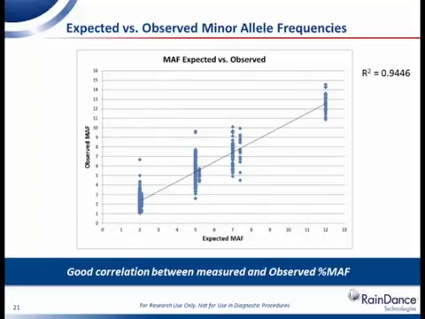Not only did we want to demonstrate the ability to detect low frequency variants, but we also wanted to verify that the variants were in the expected allele frequencies. This slide shows the plot of the expected minor allele frequencies shown on the x-axis versus the observed minor allele frequencies on the y-axis. As you can see, there is a very good agreement with the expected minor allele frequency and the observed minor allele frequency with a correlation coefficient of 0.9446.